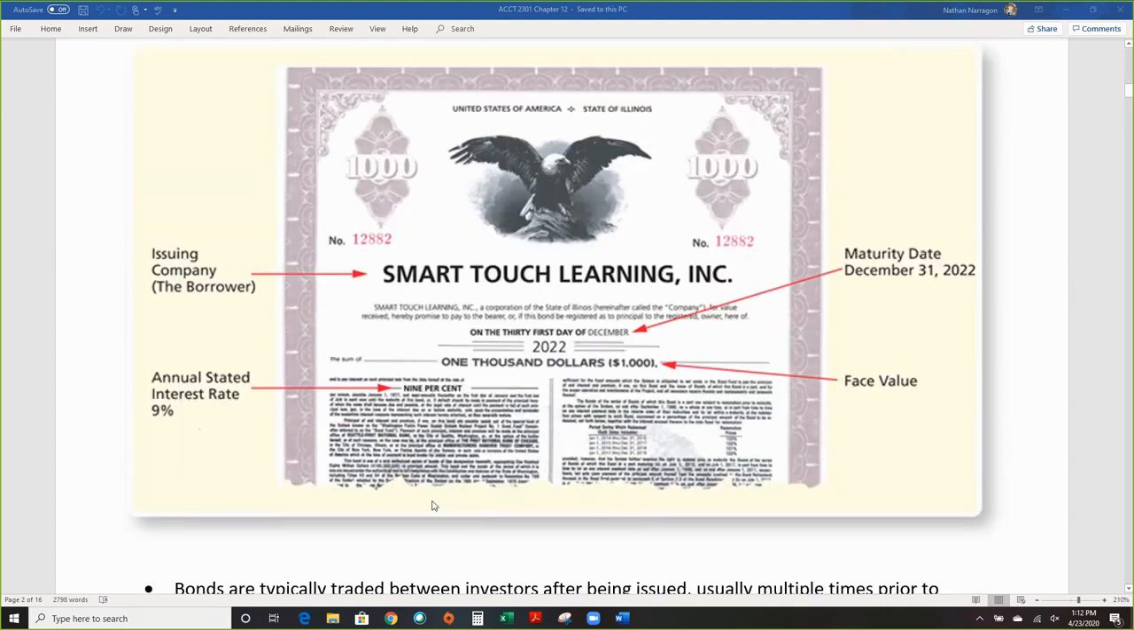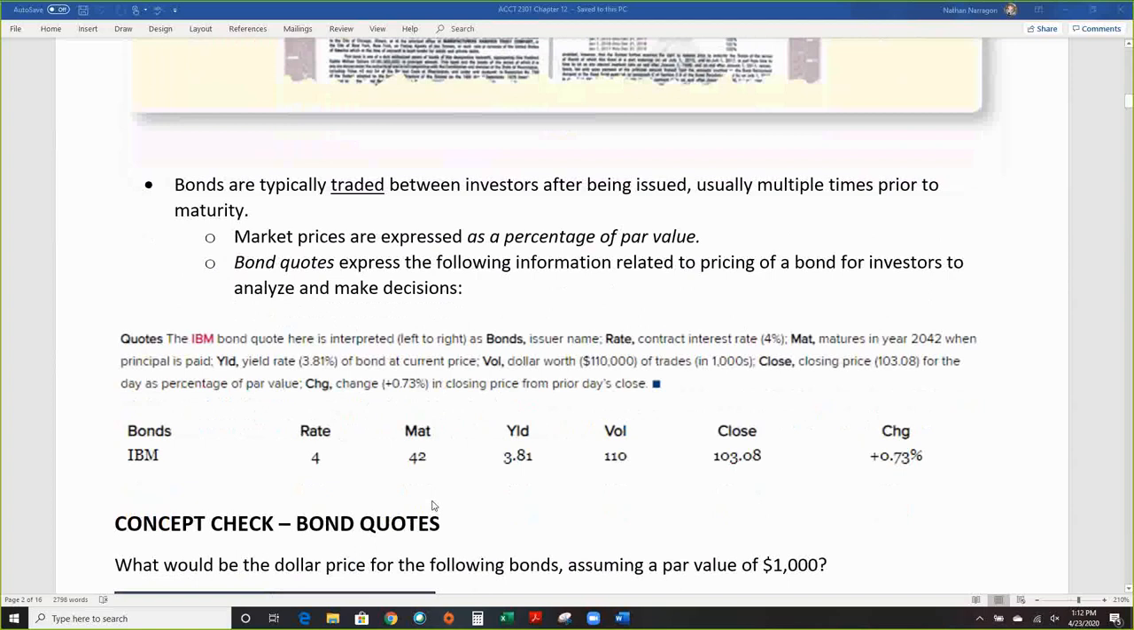Old school. But speaking of the exchange, bonds do get traded, just like stock. And they have their markets. And if you ever want to get into finance, you may end up catching these bond quotes. And really, a lot of times, it's just knowing what it is speaking of. So here is an IBM bond. This is how it's going to show up on the market.